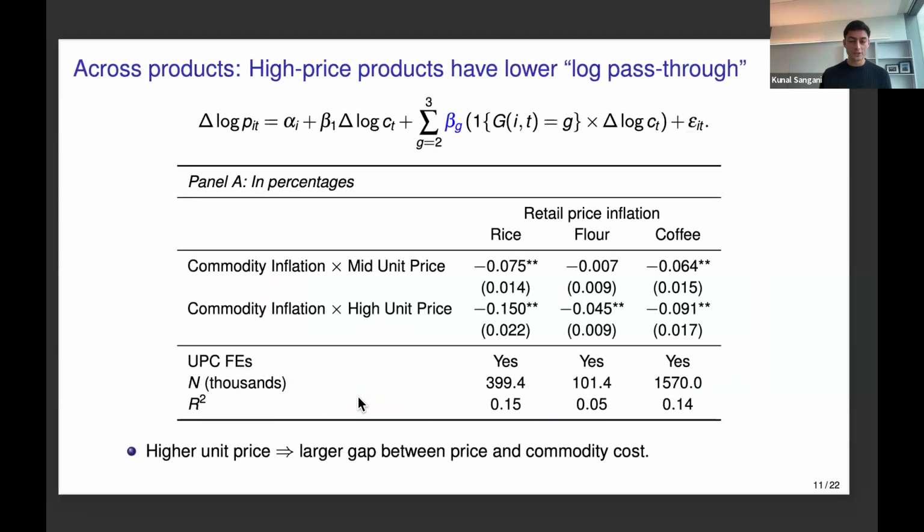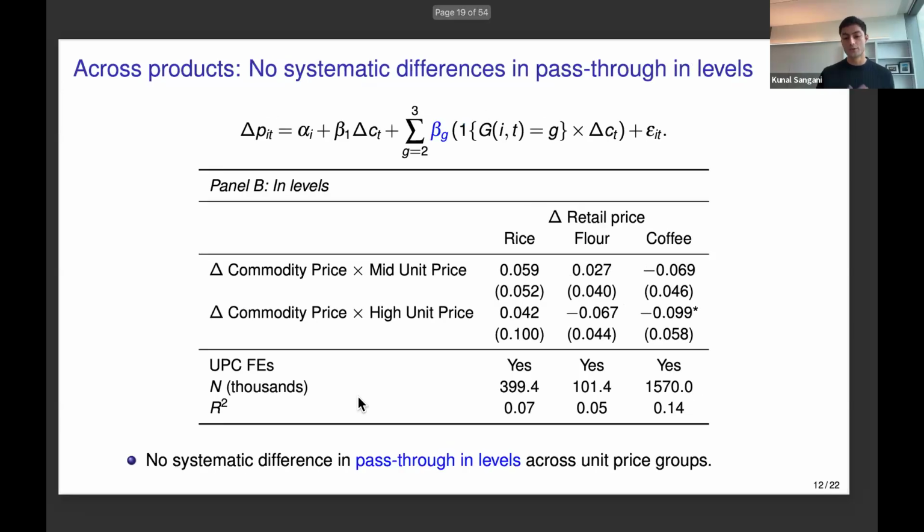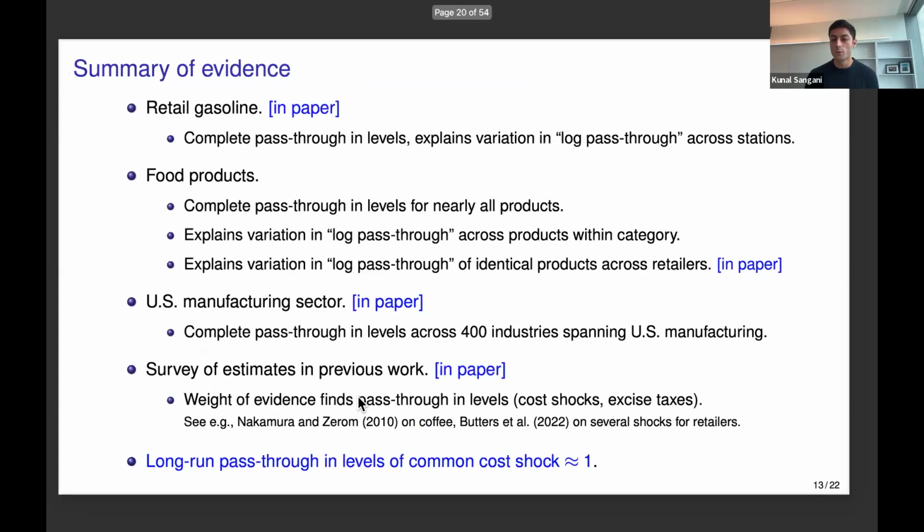And it turns out this systematically occurs across these categories. So if you look at coffee or rice or flour, in each of these cases, fluctuations in commodity cost always result in lower percentage pass-through for the higher unit price products. But when you look at the pass-through in levels, those differences largely disappear. Okay, so I've tried to give you a flavor of what looks like this complete pass-through in levels across different food products.